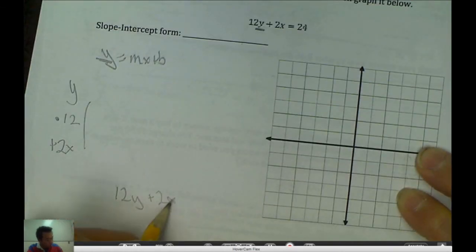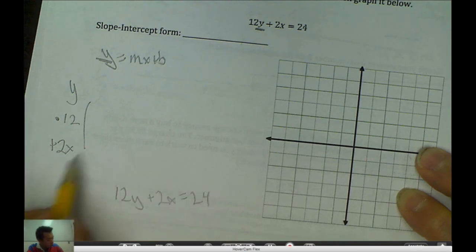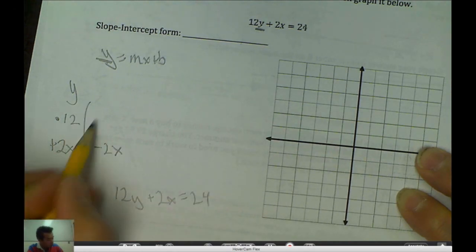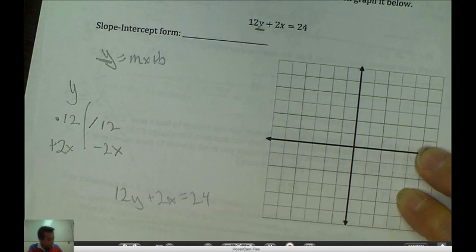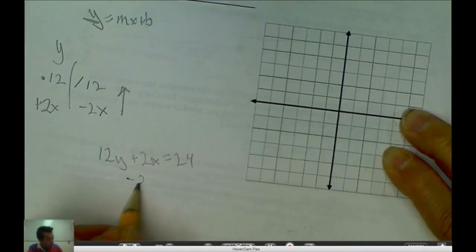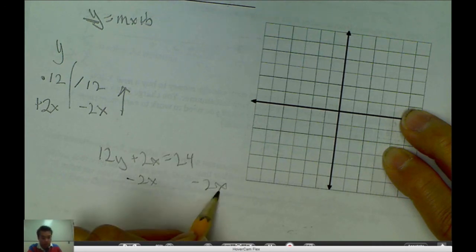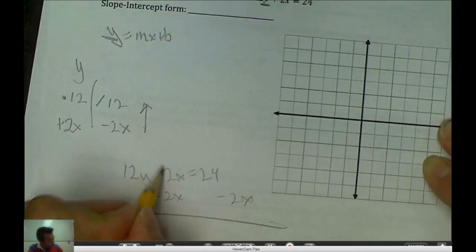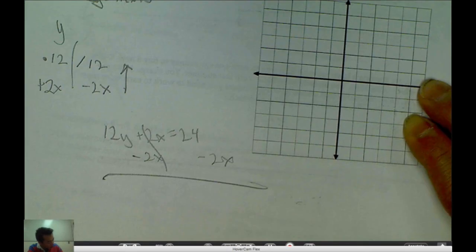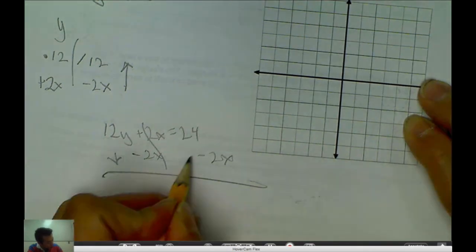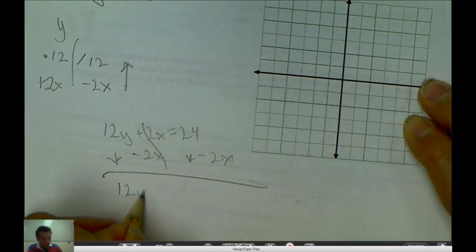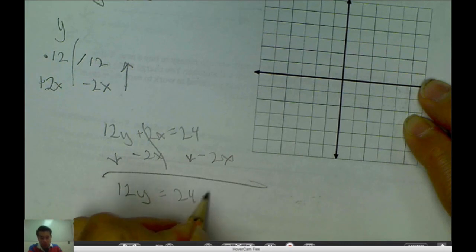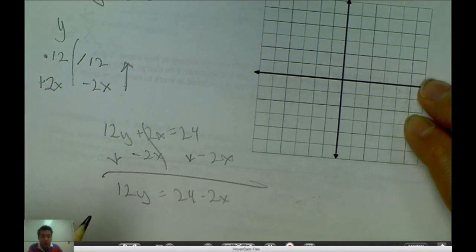First thing I do to both sides, subtract 2x, then divide by 12. And then just run it bottom up. So subtract 2x to both sides. This goes away. Drop everything down that did not get canceled out, and I get 12y is equal to 24 minus 2x. Careful, you don't take 2x away from 24. You can't do that because they're different terms.